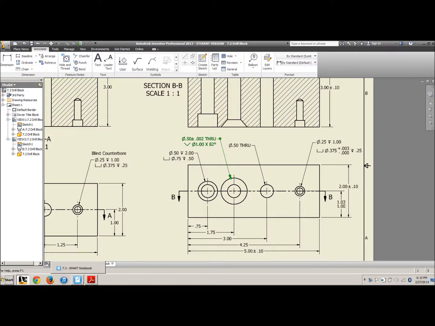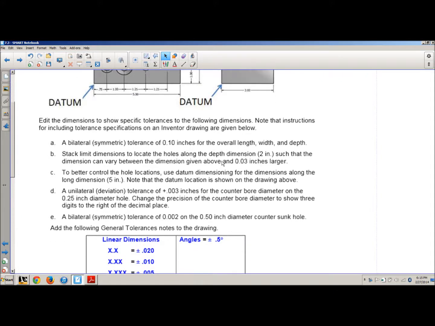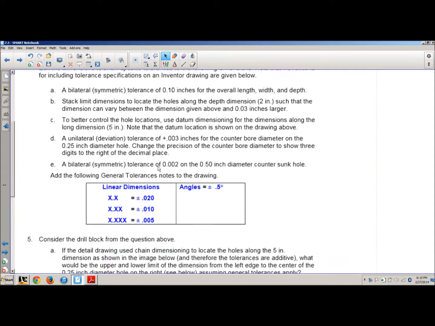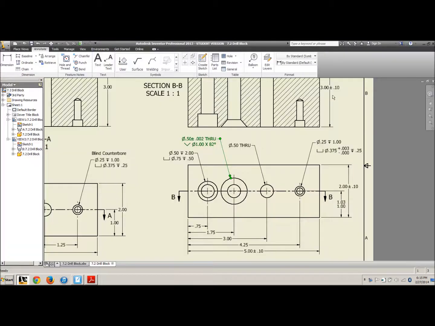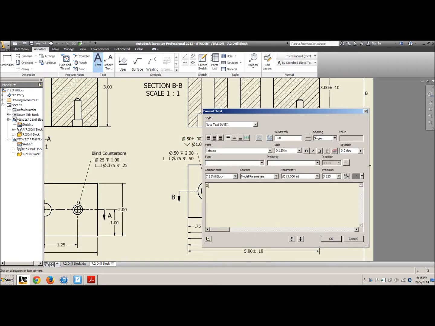Next, what are they asking us to do? Next, they're asking us to add a general tolerance note. So the easiest way to do that is just do a text box. That's fine. So of course that's just a text box. So we would do general tolerances.